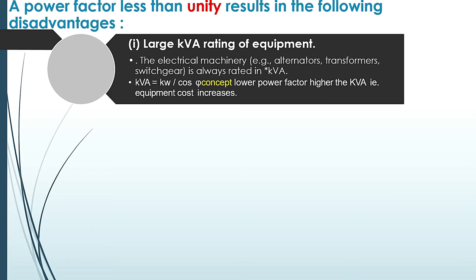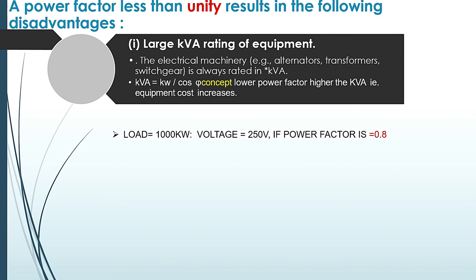The kVA rating of equipment is large because electrical machinery, for example alternators, transformers and switchgear, is always rated in kVA only. What is the formula of kVA? kVA is the apparent power, so kW by cos theta, where cos theta is the power factor. The concept: lower power factor, higher the kVA. If the power factor gets lower, your kVA will increase and equipment cost increases. I will show you this in the example.